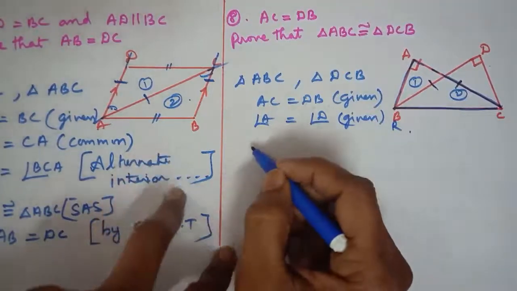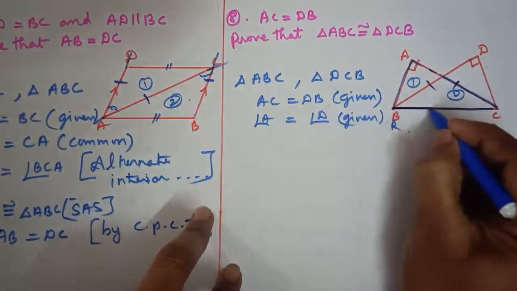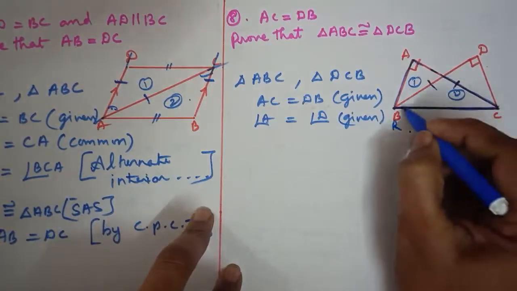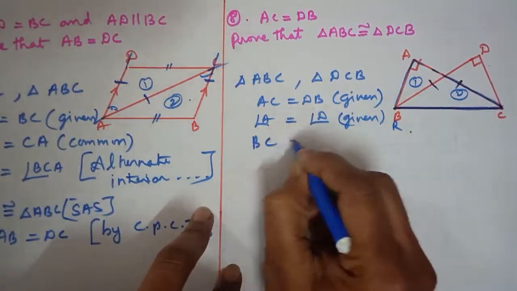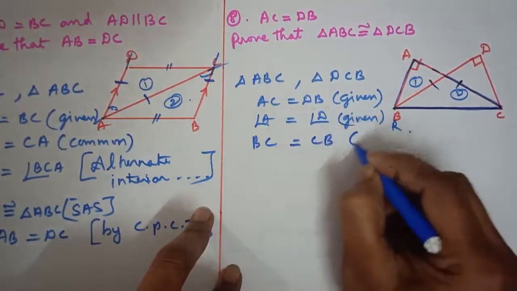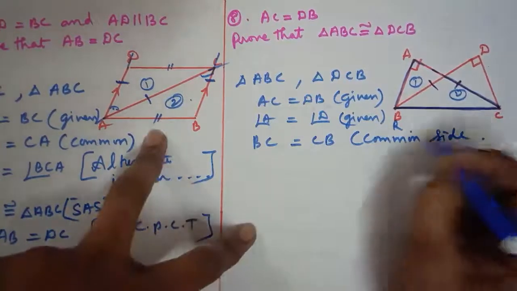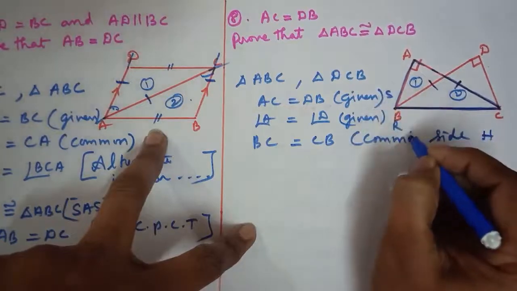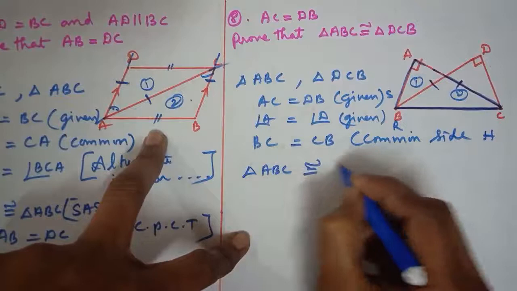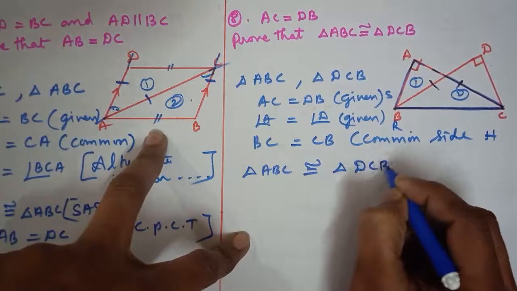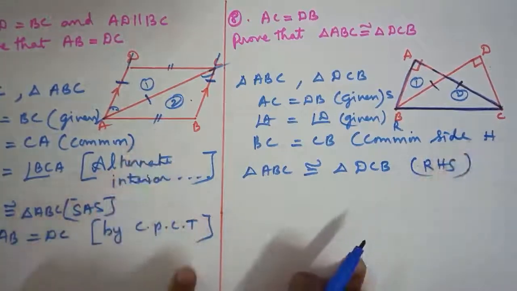Is it clear? Then, students, listen, BC is the common side of this triangle and of this triangle also. So BC is equal to CB, common side. So, students, listen, this is the hypotenuse, this is a side, this is a right angle. So triangle ABC is congruent to triangle DCB by using the RHS congruence rule. Is it clear, students? Good, thank you.